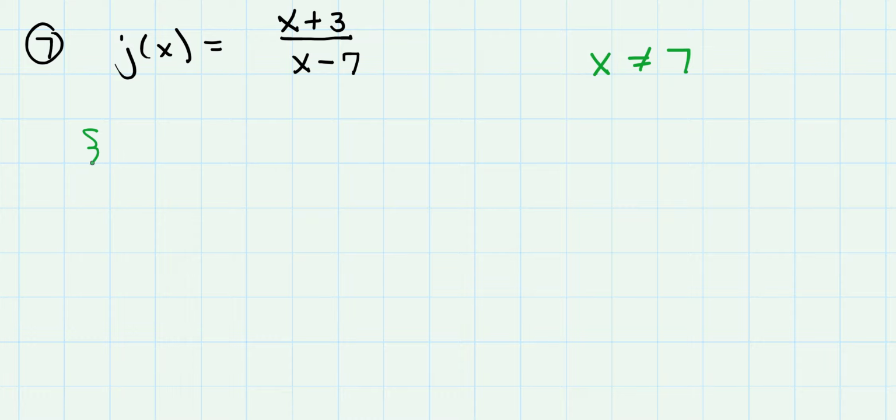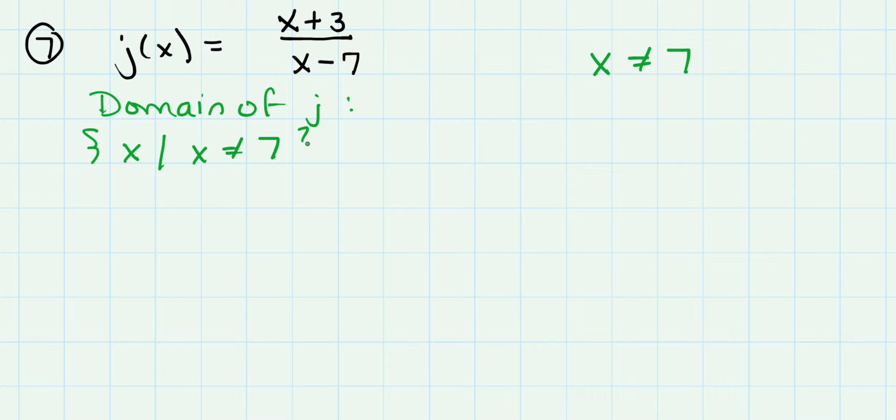So in set notation, the domain of J, notice that I'm using a different letter, but still, because of the way it's written, is a function. The domain of J is all the x such that x is not equal to 7.